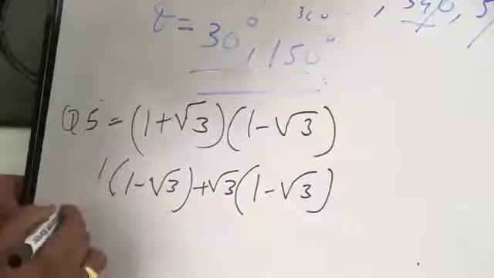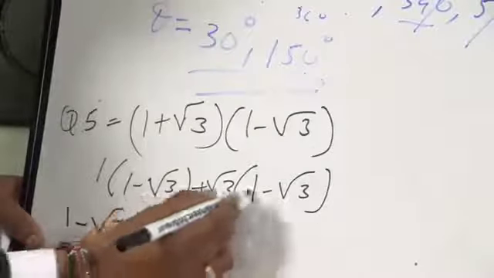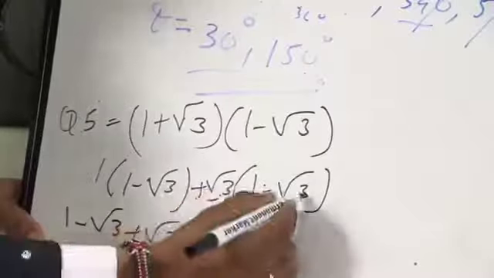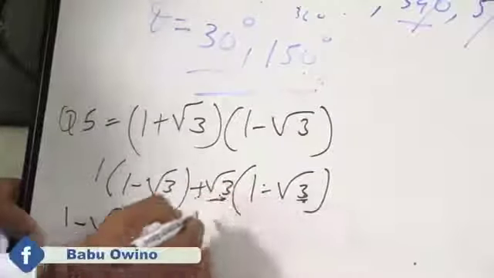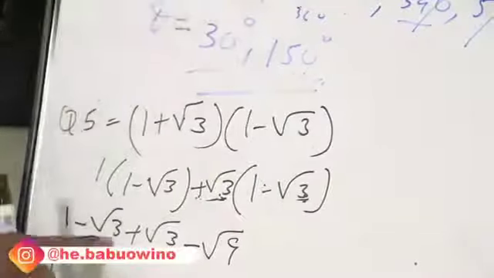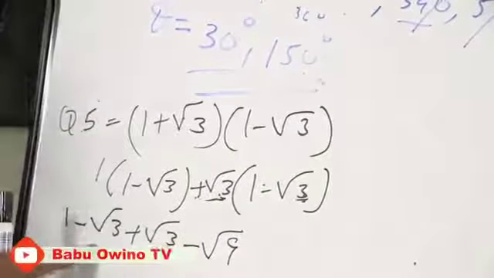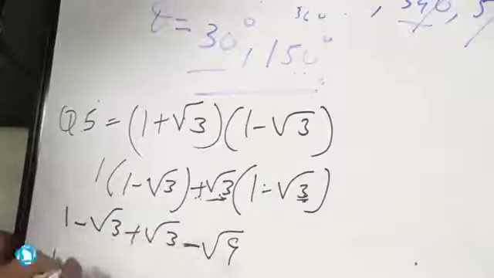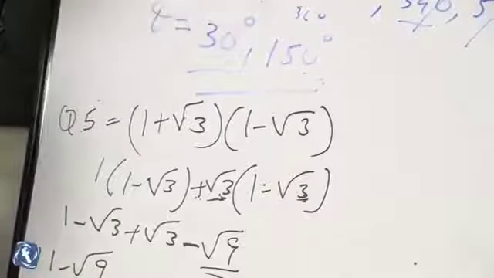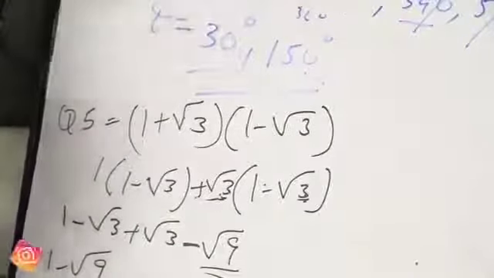1 times 1 is 1, minus 1 times root 3 is root 3, plus root 3 times 1 is root 3. Then plus times minus is minus. Root 3 times root 3, just multiply what's inside the roots. That is root 9. Therefore, 1 minus root 3 plus root 3 is 0, minus root 9. Root 9 is 3. You get 1 minus 3, which is minus 2.